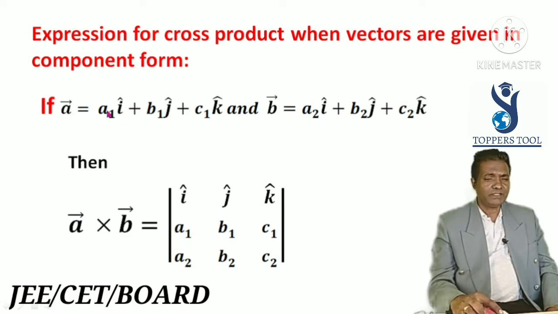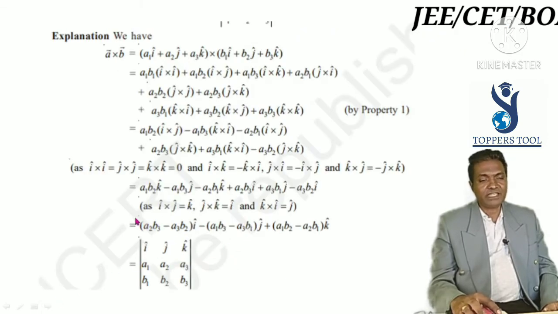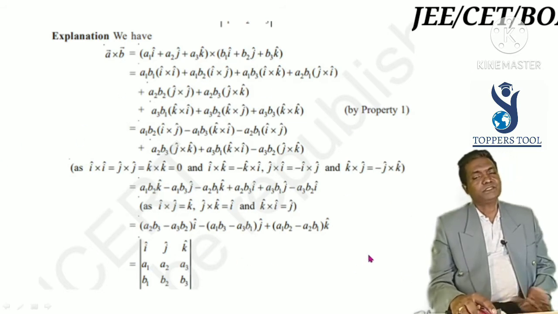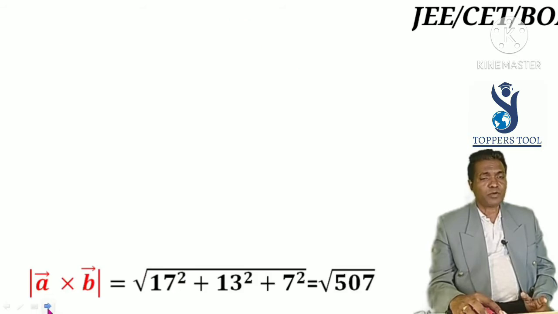You can find the cross product of these two term by term: whenever i cross i comes, you write 0, whenever i cross j comes, you write k. Likewise you will get one expression finally in this form, which is nothing but the expansion of the determinant. So better go through the textbook and find the proof. Otherwise, if the screen is clearly visible, you can take a screenshot of this and work it out. We will move on to the problems.